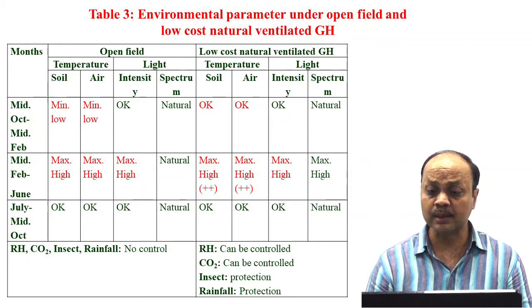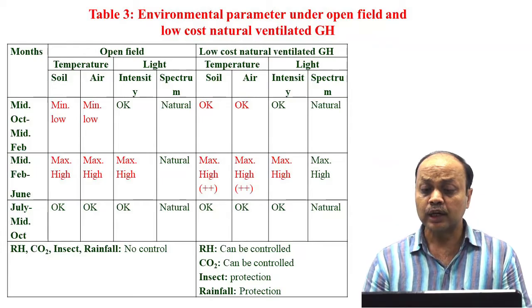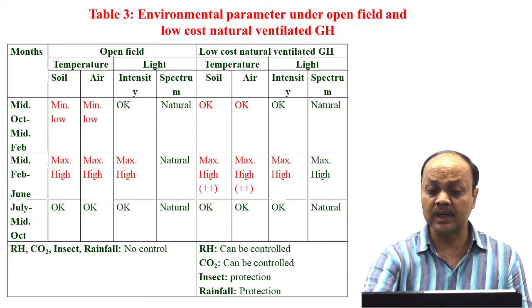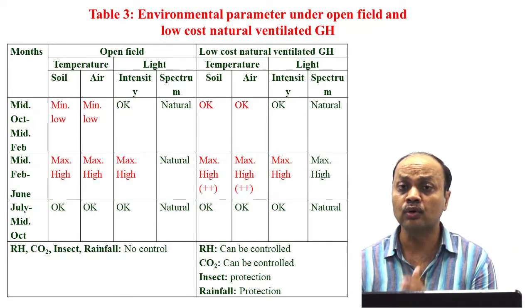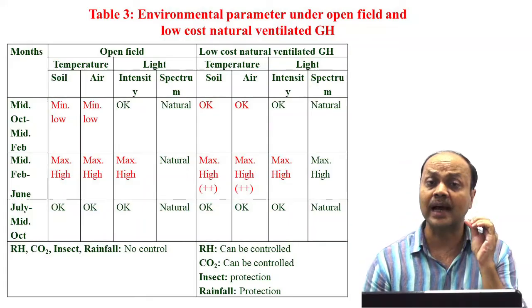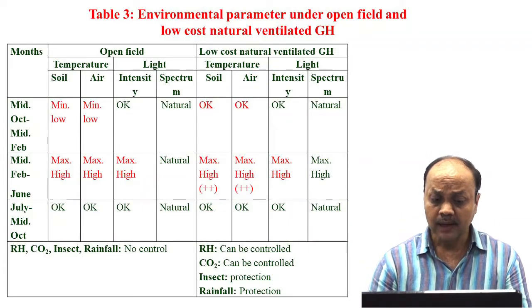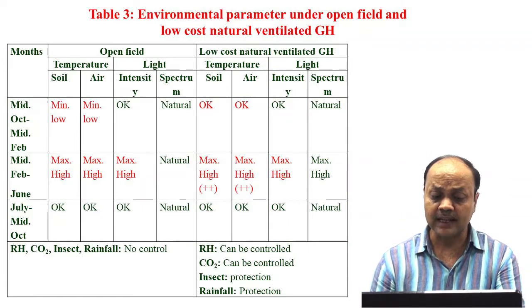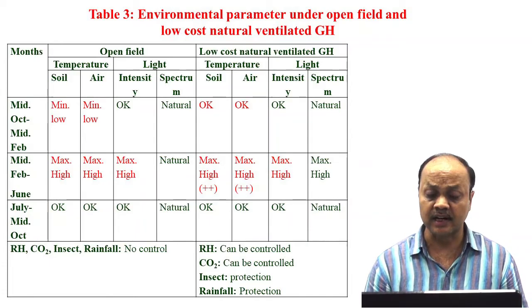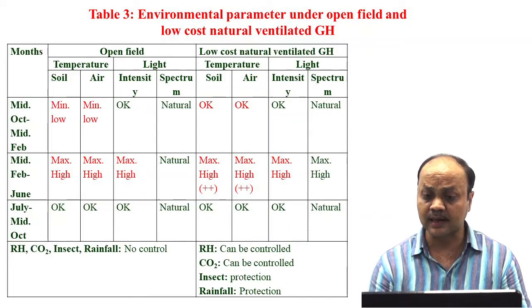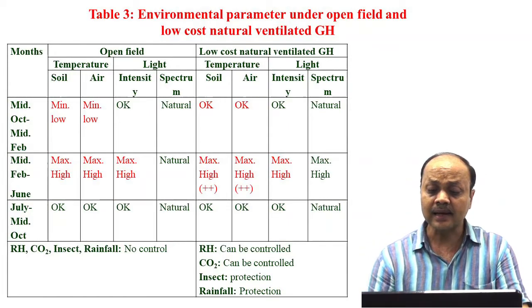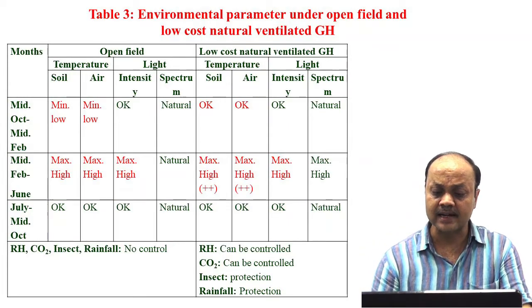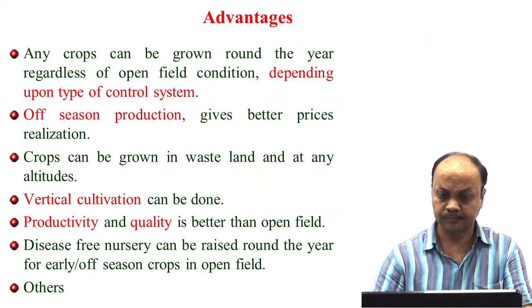So you can see from this table what is happening during summer: your air temperature, maximum temperature, is high, and soil temperature is also high. And I already told you that light intensity is also very high during summer. You can also see that in the open field there is no control of RH, CO2, insects and rainfall. But inside the greenhouse we can control the RH, we can control the CO2, and there is insect protection, and it also protects from the rainfall.